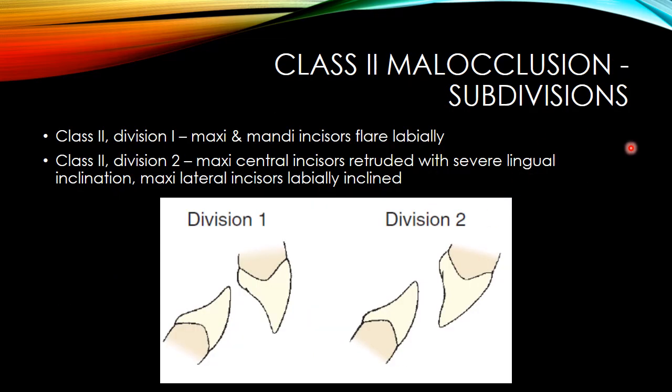Class 2 malocclusion has two subdivisions. So we have Class 2 Division 1, wherein the maxillary and mandibular incisors both flare labially. In a Class 2 Division 2, the maxillary central incisors are retruded with severe lingual inclination, while the maxillary lateral incisors are labially inclined.